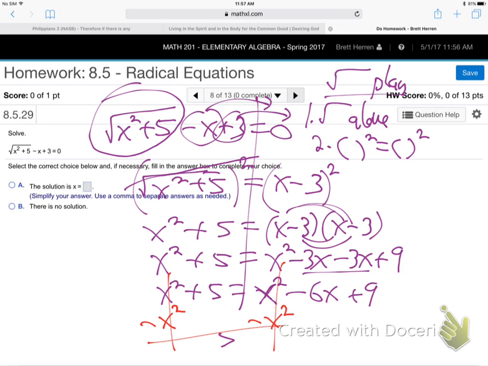So all we have is 5 equals minus 6x plus 9. The x squareds are both gone. Because they were on both sides instead of just one side, they weren't able to hang around. We canceled them out from both sides. Everybody good so far?